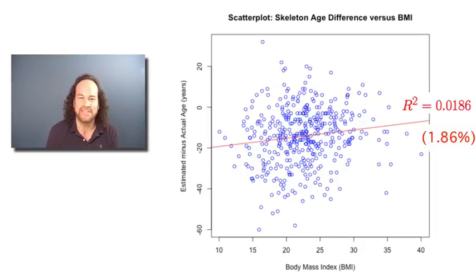So that means in this case, the linear relationship is hardly explaining anything at all about the age difference. It's just explaining 1.86% of the variation that we get in this age difference can be explained by a linear relationship with the BMI. And that means that all the rest, over 98% of the variation, is not explained by BMI, and there must be more to the story.